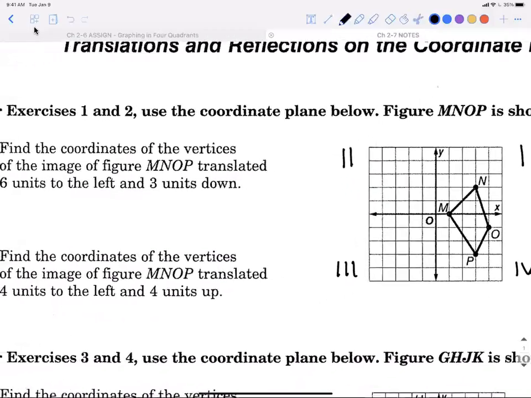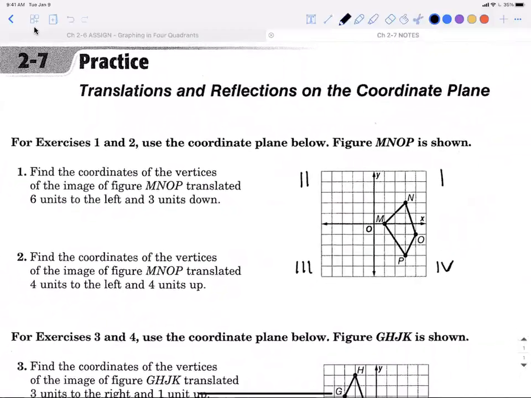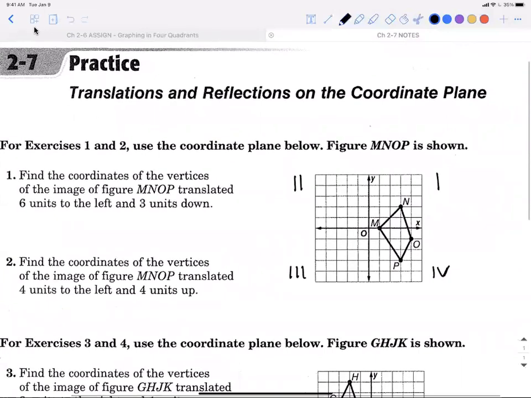All right. So for today, we're going to talk about translations and reflections. So underneath translations, I want you to put the word slide. And under reflection, I want you to put the word flip, because that's what the two, that they're different. And that's basically what the two are.